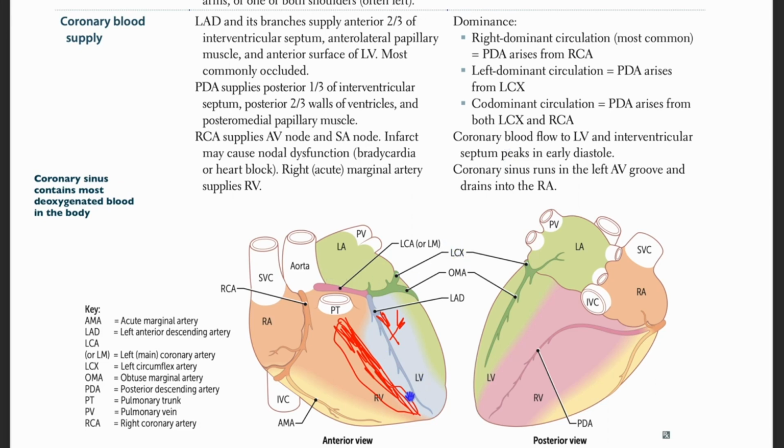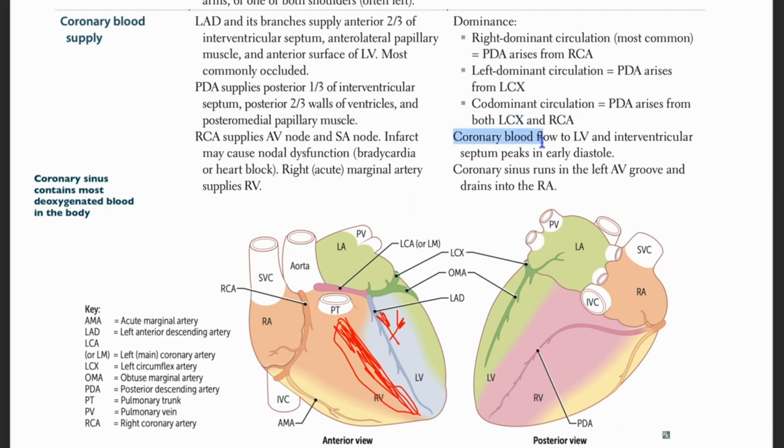Okay, so if a thrombus was to come over here, how is it going to travel? It's going to travel from the left coronary artery to left circumflex to posterior descending, or it can come from right coronary artery and go straight into PDA, posterior descending artery. Right? And then there are some people who have both of the circulations, so they have PDA arising from both left circumflex artery and the right coronary artery. Okay.